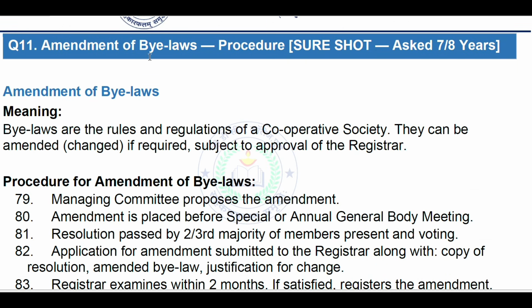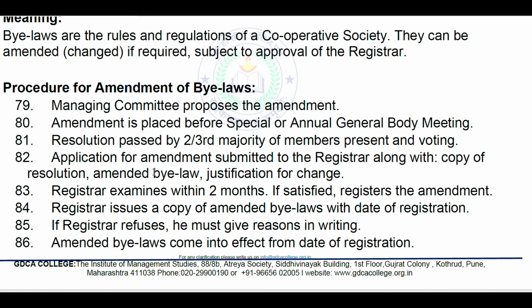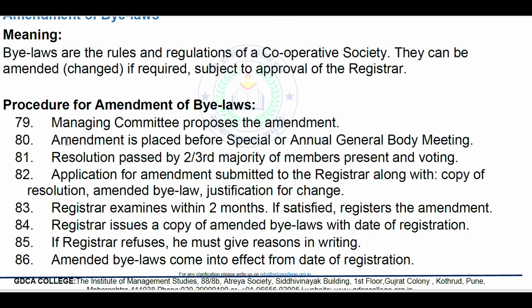Question number 11, amendment of bylaws procedure. What is the procedure actually? Amendment of bylaws. So meaning, definition, or introduction, you can say. Bylaws are the rules and regulations of the cooperative society. They can be amended or changed if required, subject to approval of the registrar. So what is the procedure for amendment of bylaws?